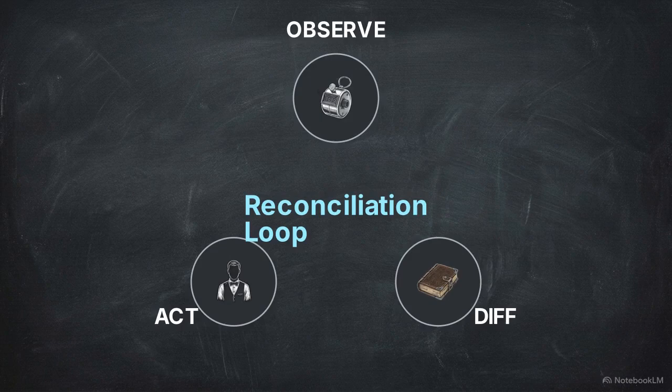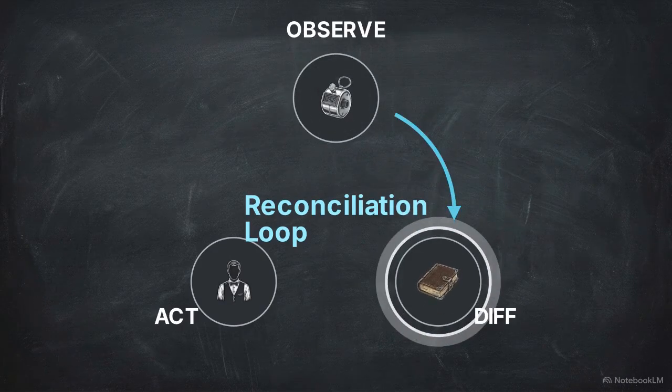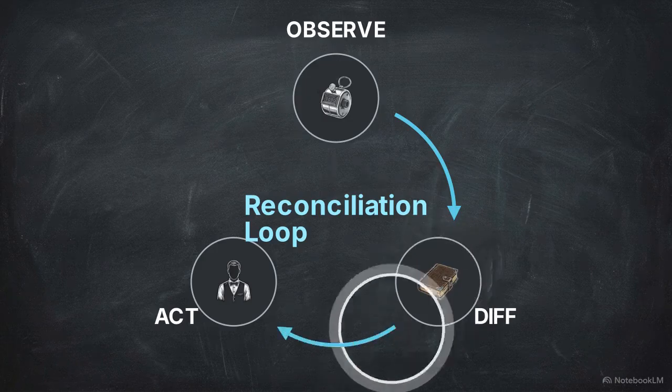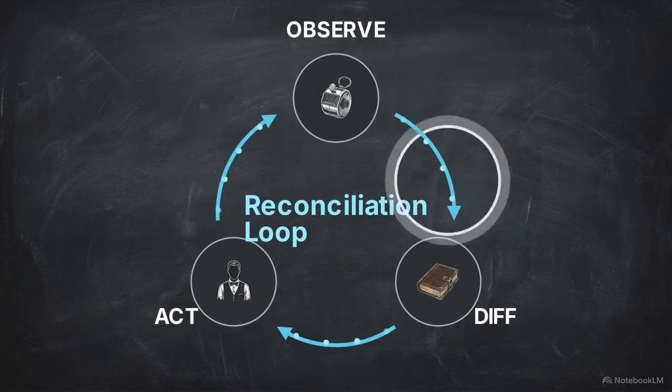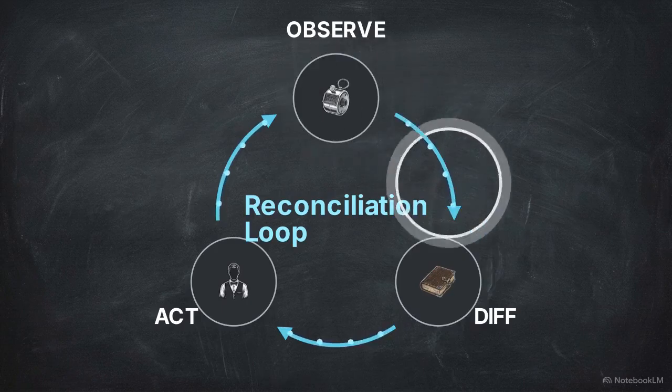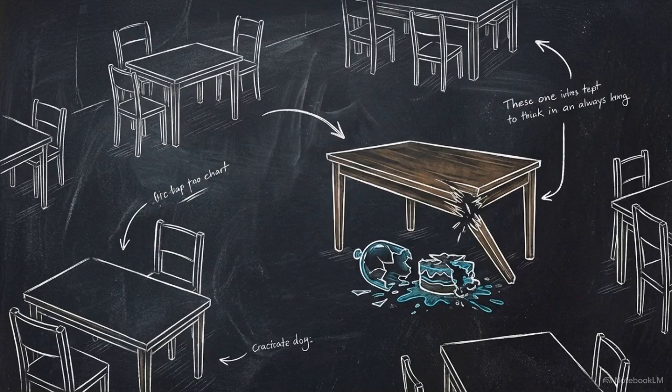It is a continuous 3-step cycle. First, he will observe the floor. Second, he will diff or compare that count against the ledger. Third, he will act to correct any differences. Let's see what happens during a disaster.